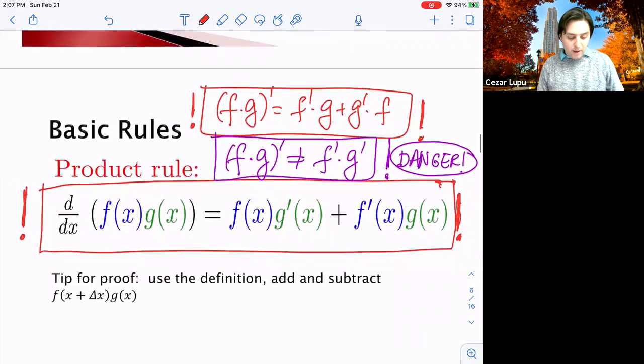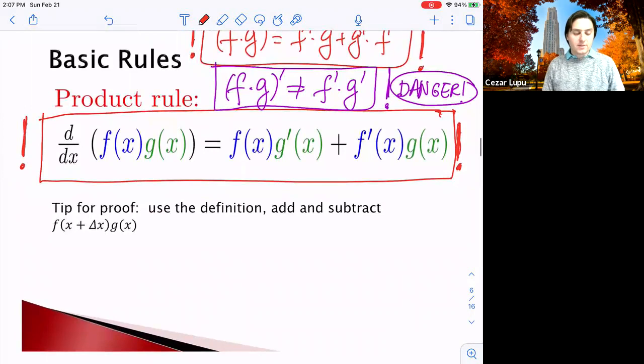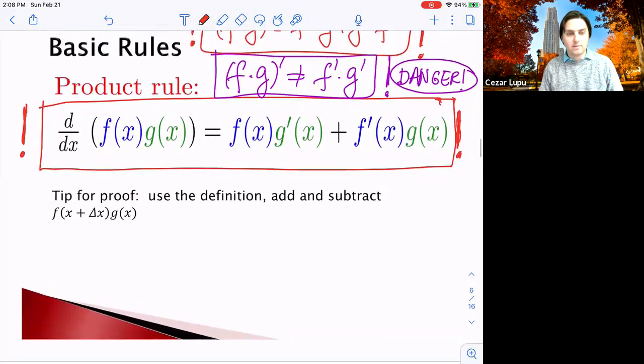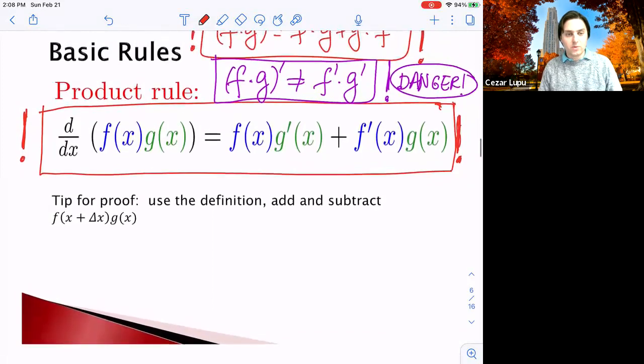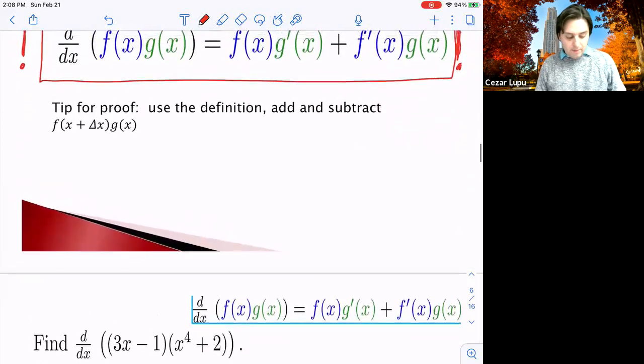For the proof, well, guess what? You can use the definition, and you can add and subtract. You take f of x plus delta x, multiply by g, and add and subtract this term, and you can prove it in this way. But anyway, I will not insist on the proof. I think it's more important for you to remember this rule. All right, let's see an example.